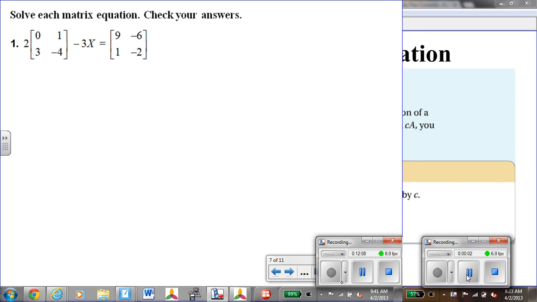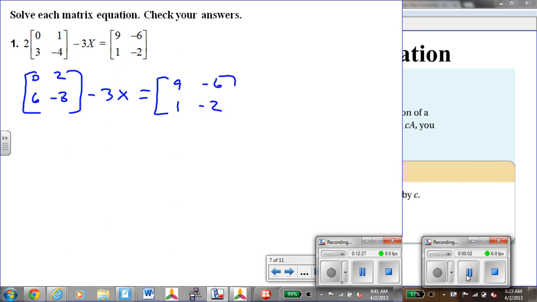So the first thing we're going to probably want to do here is what? Yeah, we're going to distribute that 2 through. And so you're going to end up with 0, 2, 6, and negative 8. Okay, now, what would you do next if this was algebra? You would subtract this matrix to the other side, right? Okay, so I'm going to take this one, and I'm going to subtract it over here.